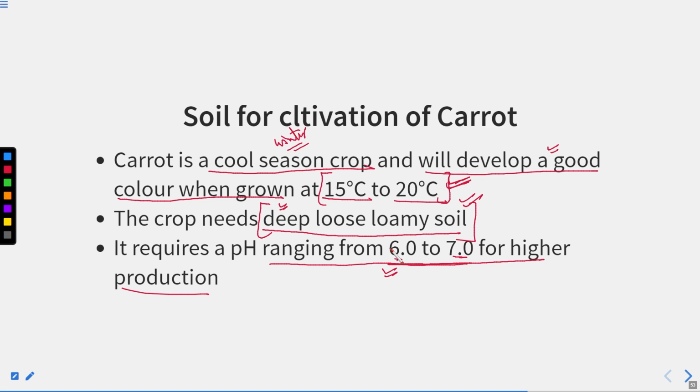The soil should be loamy and very loose to have proper respiration and proper aeration, as well as proper water. Okay. Now the pH should range from 6 to 7 for the higher production. So this is the soil that is required for the cultivation of the carrot.